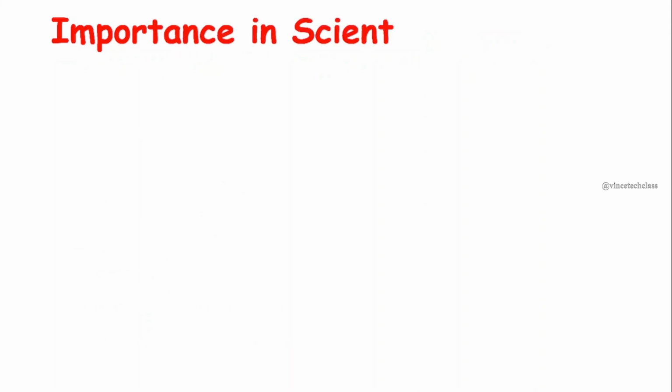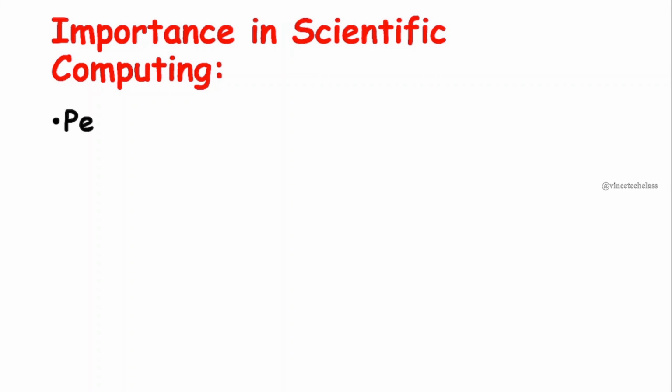Now let's see the importance of NumPy in scientific computing. NumPy is the fundamental building block for scientific computing in Python due to several reasons. Number one reason we have is performance. NumPy operations are implemented in C and Fortran, making them highly efficient. And this allows for faster numerical computation compared to using normal Python lists.